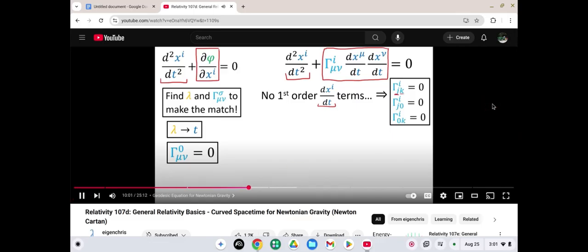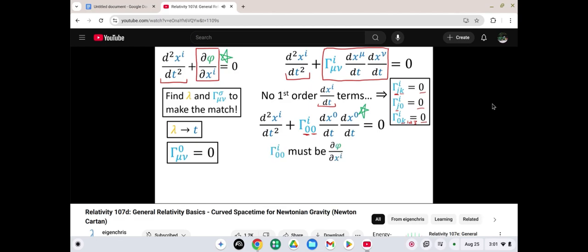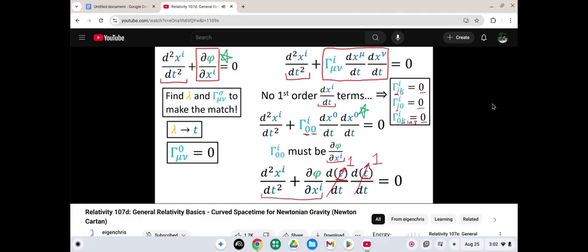This means that the connection coefficients with spatial lower indices 1, 2, 3 must all go to 0. So we're left with only the connection coefficients that have 0, or time, in the lower indices. Now, comparing these terms, we can deduce that gamma i00 must be equal to the partial derivative of the potential by partial x i. This is because the x0 coordinate is just t, and so these two derivatives each become 1, and we're left with our original equation.